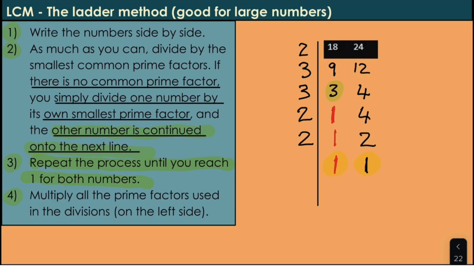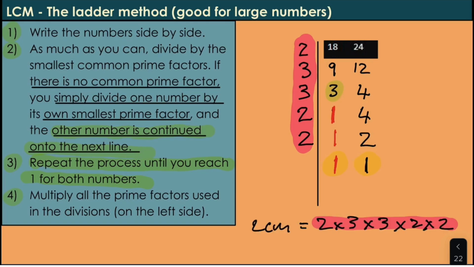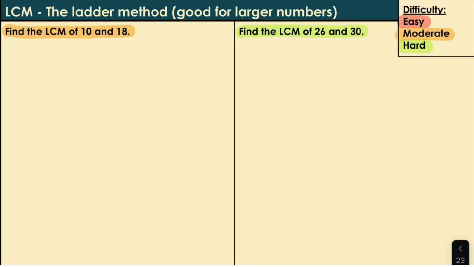Step number 4, multiply all the prime factors used in the divisions. So all of these numbers down the left-hand side, we're going to multiply those together to get our LCM. And when we multiply those together, we get 6 multiplied by 6 multiplied by 2. And that will give us 72. Let's practice those 4 steps for 2 more questions.